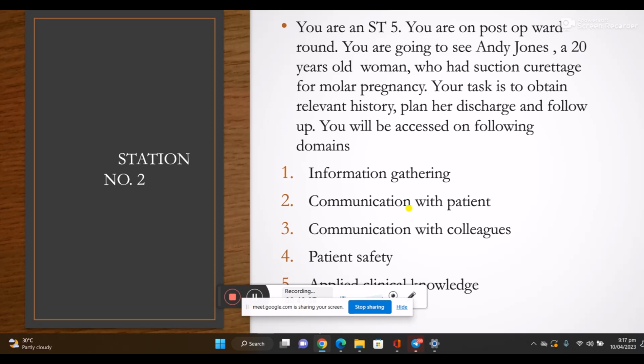Any problem with your water works? No, doctor. Any bowel problem? No, doctor. And how's the bleeding? I just have some spotting. Are you eating well? Yes, doctor. And what about pain? I don't have any pain now, doctor. That's good. I'm really sorry to make you recall the events, Andy, but could you please recall how it started and what happened?